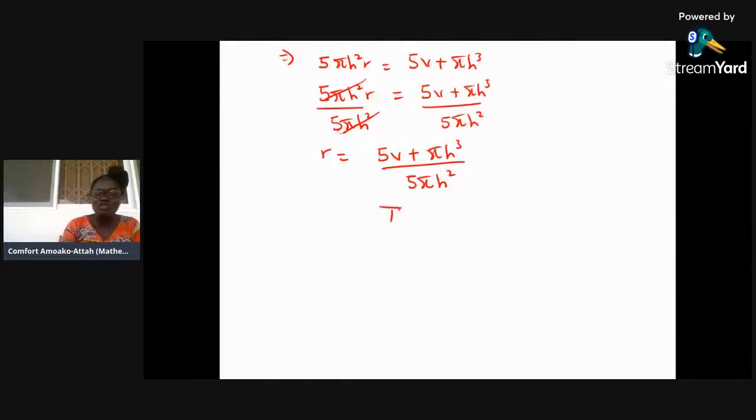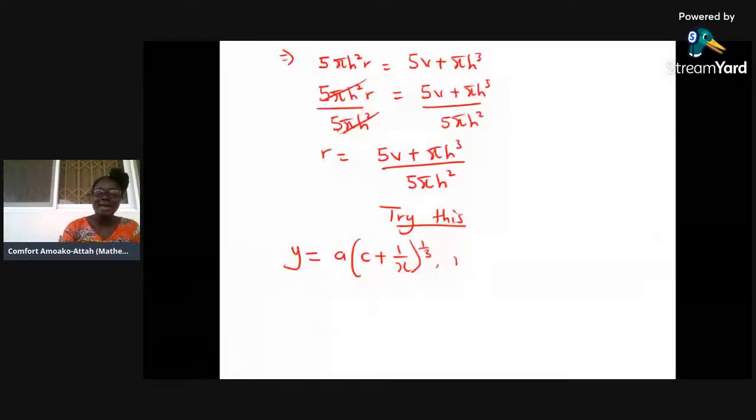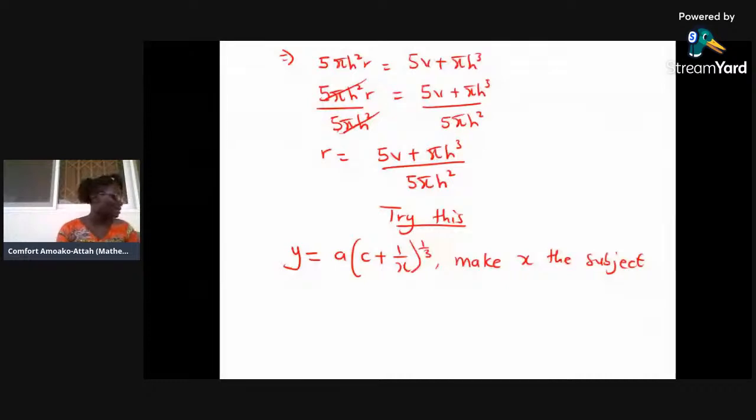With this, I'll give you a try question so that you solve and bring your answer in the comment section. I have y equals a bracket c plus 1 over x, exponent 1 over 3. Make x the subject. Okay, so this is the question under this topic. Now let's move on.